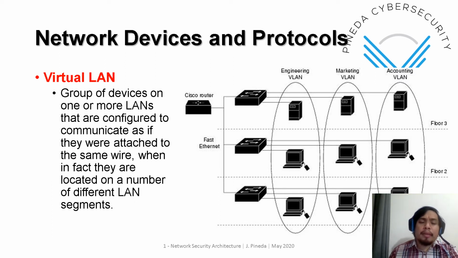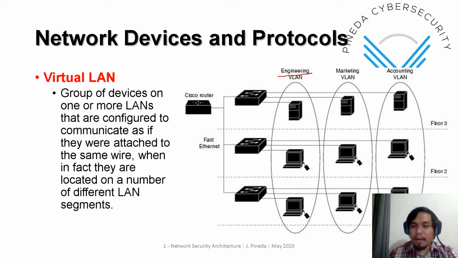Other concepts: virtual LAN, a group of devices on one or more LANs, or local area networks, that are configured to communicate as if they were attached to the same wire, when in fact they are located on a number of different LAN segments. So this is important for separating the broadcast of the networks, even if physically they are not in the same room. At the same time, security, because you can contain the grouping based on category or based on department.